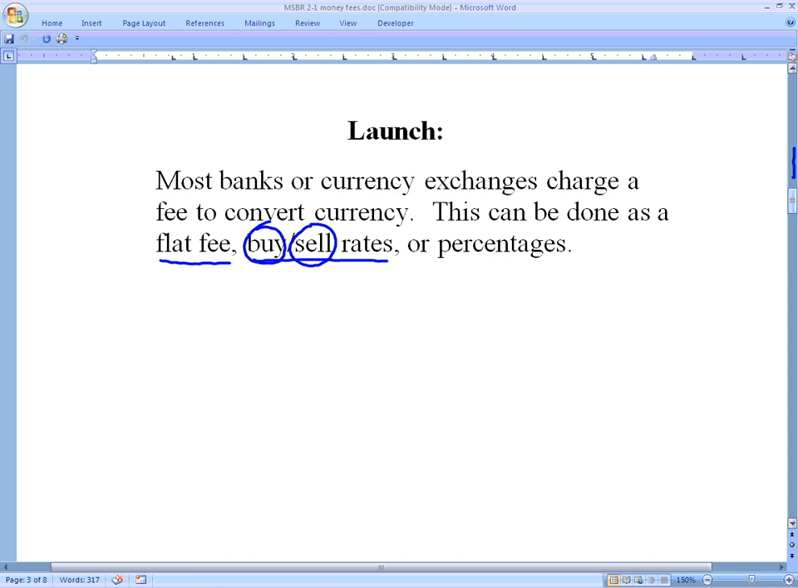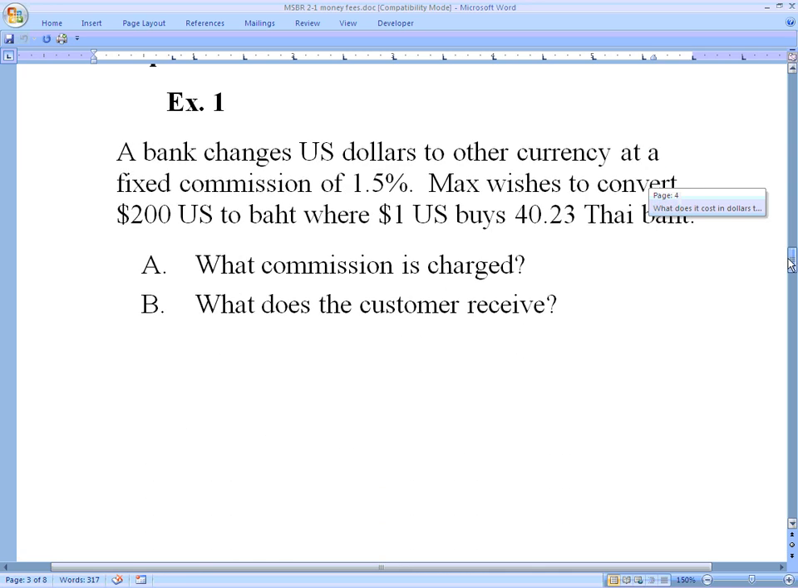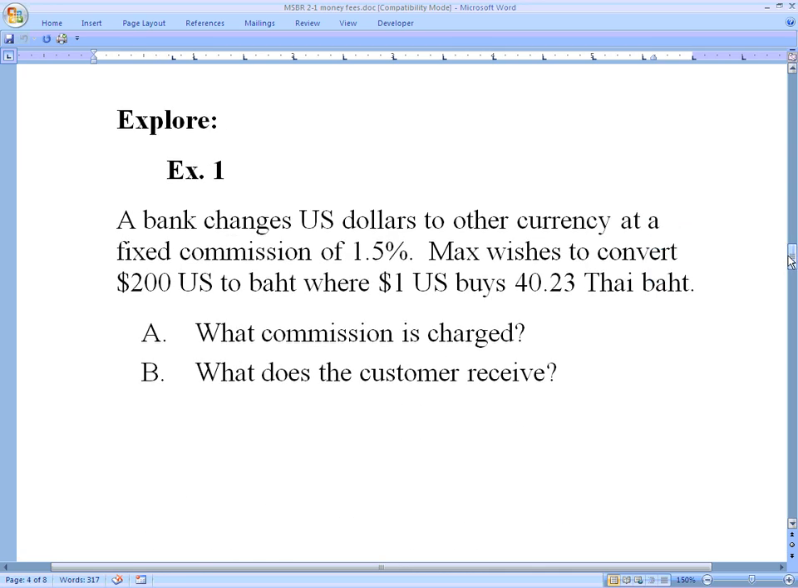And the last is percentages. However much is being exchanged, we take a percentage of that. So, for example, if the percentage was 1%, if you turn in a dollar, 1% of that would be 1 cent. If you turn in $100, 1% of that would be $1. If you turn in a thousand, $10, so on and so forth. So, a percentage of what you're converting becomes that fee. One could argue in favor of each of those, but these are the realities of what we see. So, we'll look at an example of each of those here today.